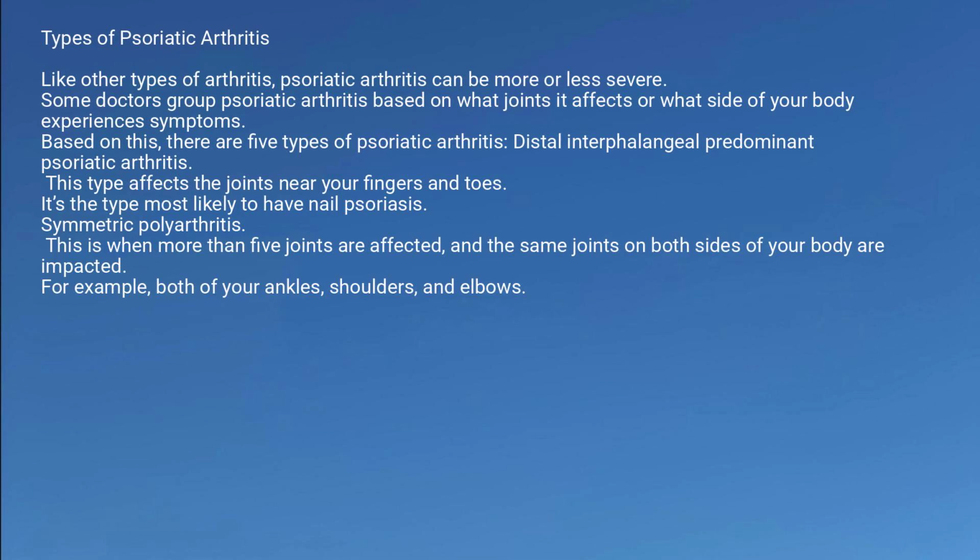Types of psoriatic arthritis. Like other types of arthritis, psoriatic arthritis can be more or less severe. Some doctors group psoriatic arthritis based on what joints it affects or what side of your body experiences symptoms. Based on this, there are 5 types of psoriatic arthritis. Distal interphalangeal predominant psoriatic arthritis. This type affects the joints near your fingers and toes. It's the type most likely to have nail psoriasis. Symmetric polyarthritis. This is when more than 5 joints are affected, and the same joints on both sides of your body are impacted. For example, both of your ankles, shoulders, and elbows.